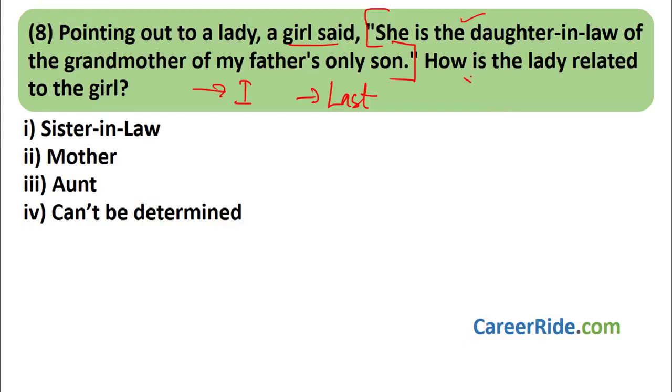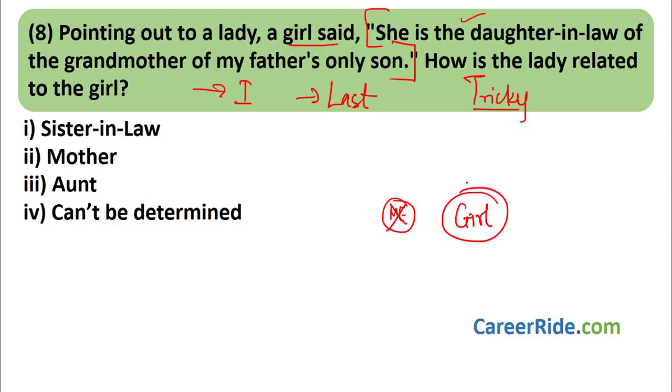Let us see. This is a very tricky sum actually. Okay, it's actually easy, but by twisting words they have made it tricky. Let us see what exactly is the trick over here. My father's only son. Now generally we will take, okay, I am my father's only son, so they are talking about me, but actually no, you are a girl over here.